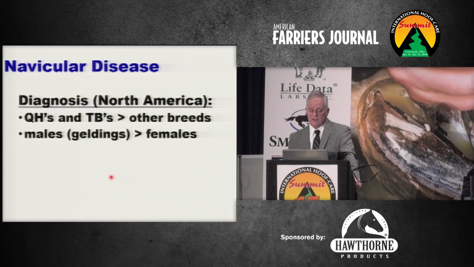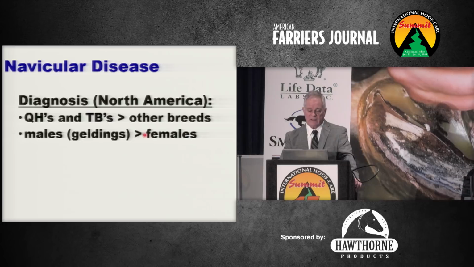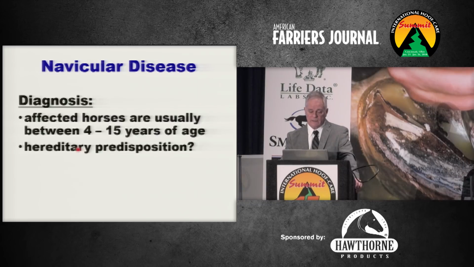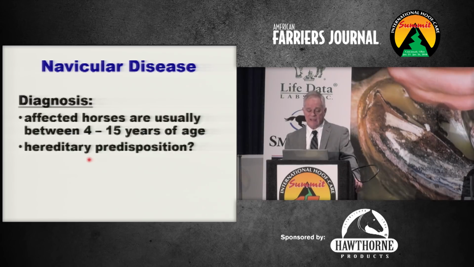If you look at the literature, most of the literature in North America would suggest that quarter horses and thoroughbreds are at increased risk. If you were to look at the European literature, they would suggest warm bloods. Right? Now that we're getting a lot more warm bloods, probably if more studies were done in North America, we would see warm bloods added to that. Again, like it or not, there seems to be increased risk if you're a male. Typical ages of horses affected are somewhere between 4 and 15 years of age.